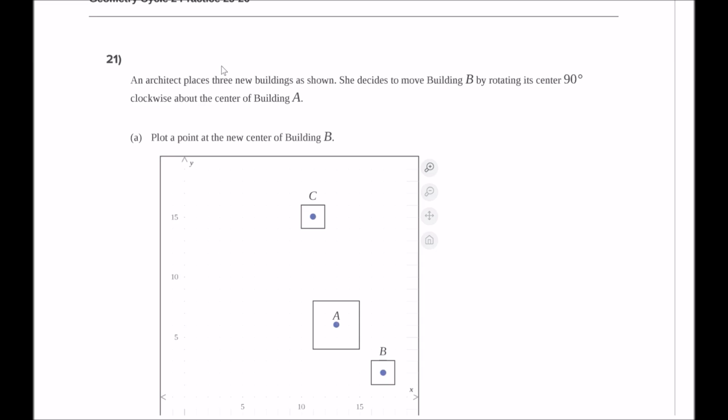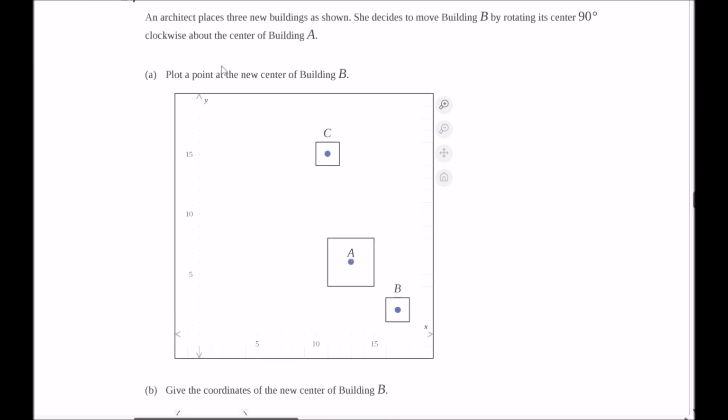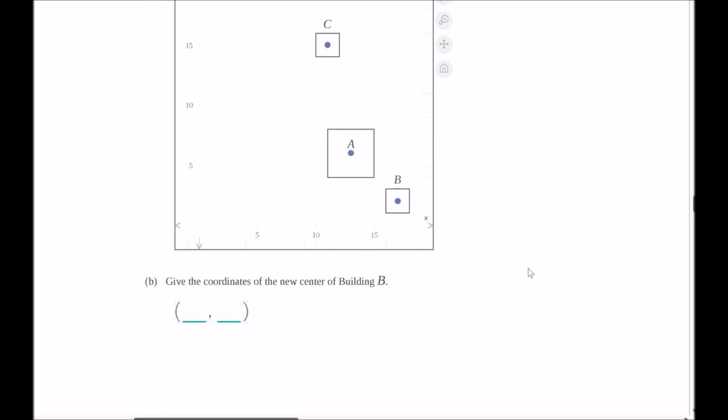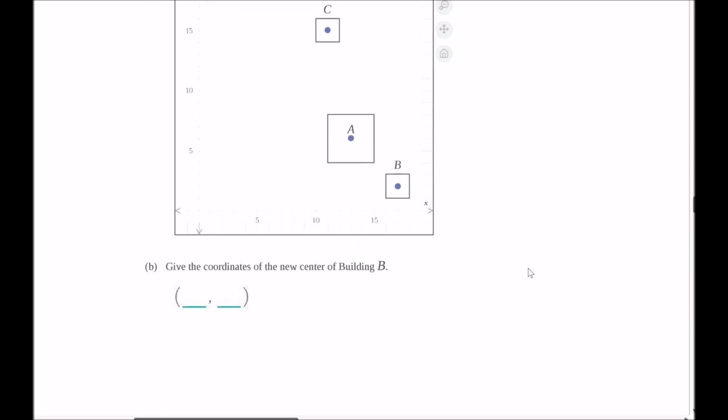All right, so looks like on 21. So it says an architect places 3 new buildings as shown. She decides to move building B by rotating its center 90 degrees clockwise about the center of building A. Give the coordinates of the new center of building B.